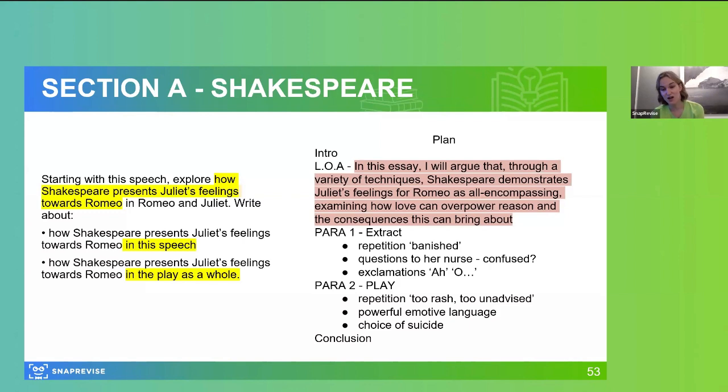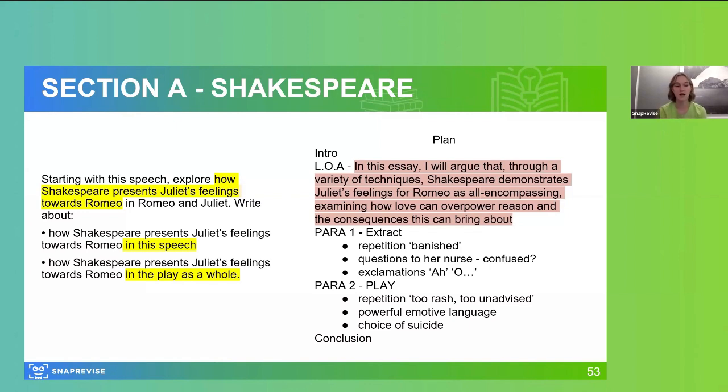And then in paragraph 2, I have tried to stick to similar aspects. So how Shakespeare shows repetition, in fact, to show that she's trying to think logically about their relationship. So when they first meet, she says it's too rash, too unadvised. In this instance, it's showing that she's much more level-headed.